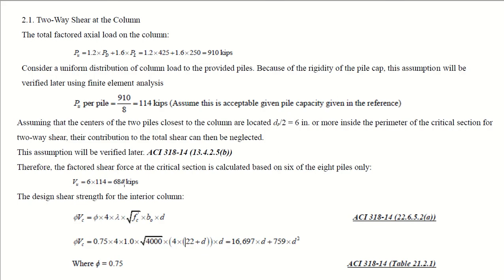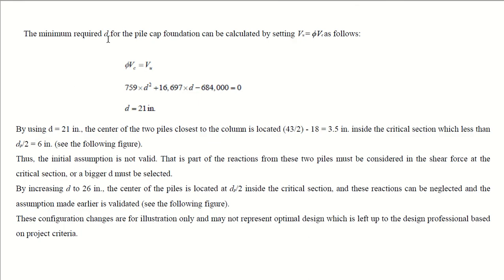So Vu will be equal to, we know the capacity of each pile, 114 multiplied by 6, so we have 684 kips. The design shear strength for the interior column is by this equation, which is given by ACI. Putting the values, if we put phi equal to 0.75, we will get the result for depth requirement. The minimum required d for the pile cap foundation can be calculated by setting Vu equal to phi Vc. Okay, so from this equation we will get the value of depth equal to 21 inches.